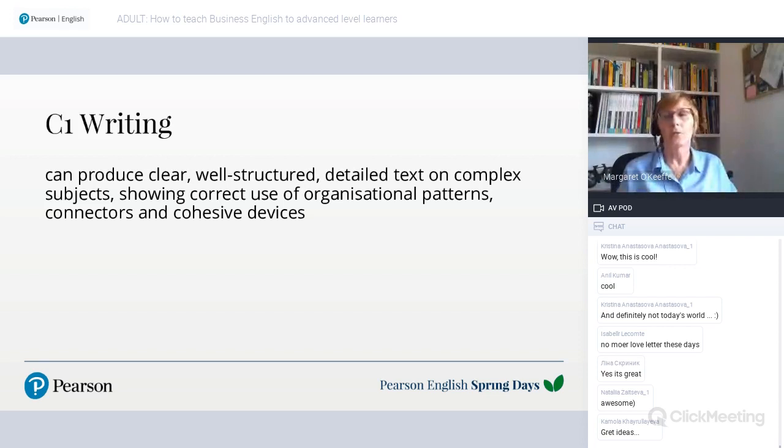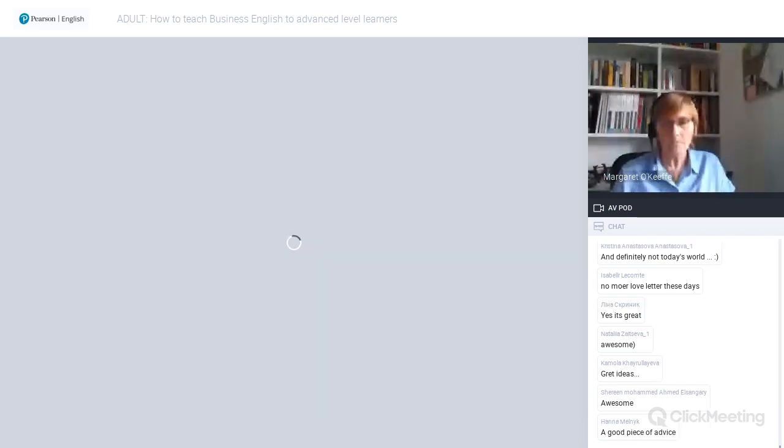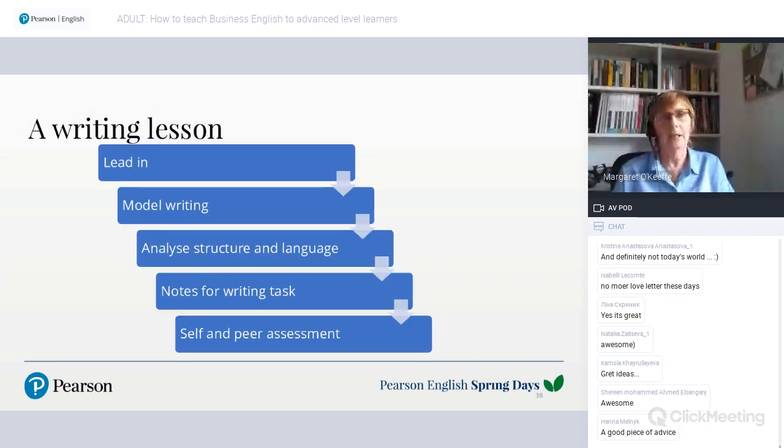They're going to be made aware of using correct register for the genre, and using certain writing conventions such as organizational patterns and structures, headings, for example. Let me give you a very brief overview of how the writing lesson would work.